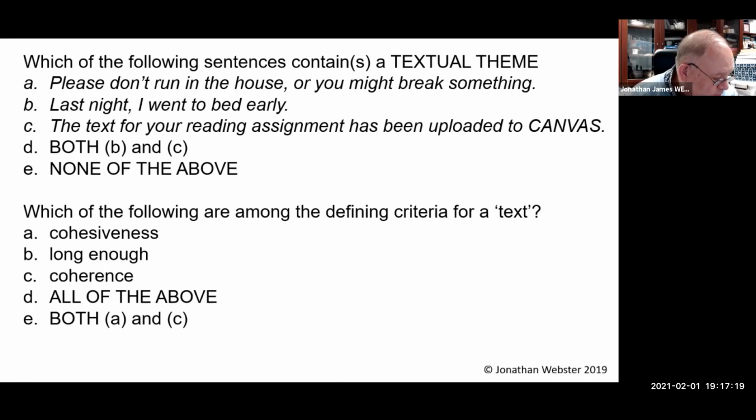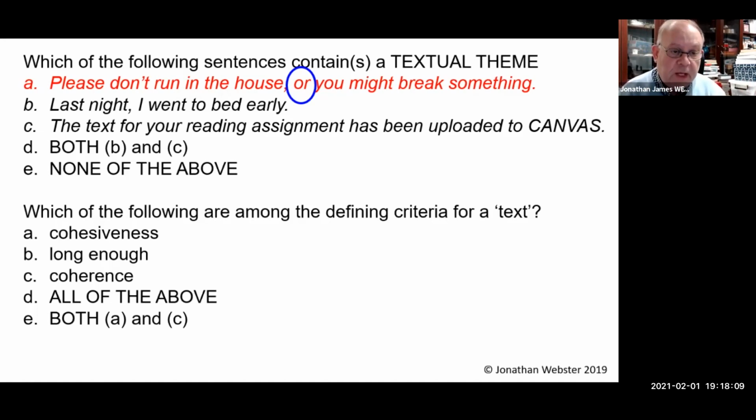Any ideas? Someone has said A. Any others? Any other suggestions? Is A correct? If A is correct, and there seems to be more, D, let's see. Where is there an example of textual theme? Now notice that there are two clauses here, right? So the conjunction of the second clause is what we would consider textual theme. We're looking at theme for every clause, not just the sentence. That's every clause. So if you've got a sentence with more than one clause, each clause will have its own theme.